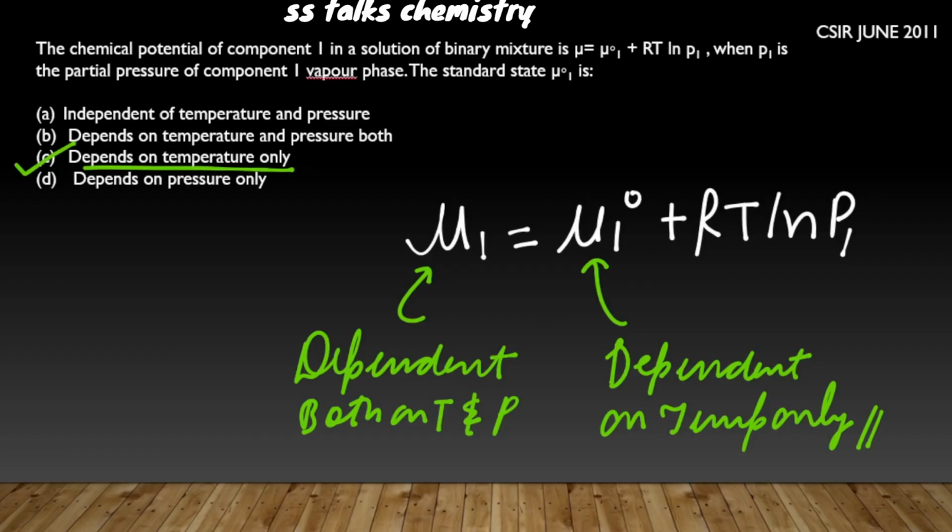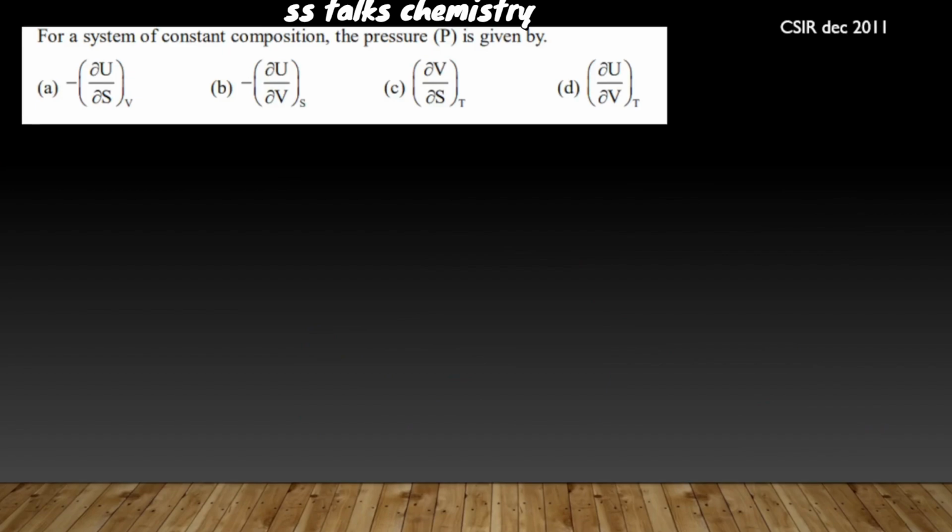Okay. Next, this question now. So here for a system of constant composition, the pressure is given by. Again using your Maxwell square, you can do this. This is the one.